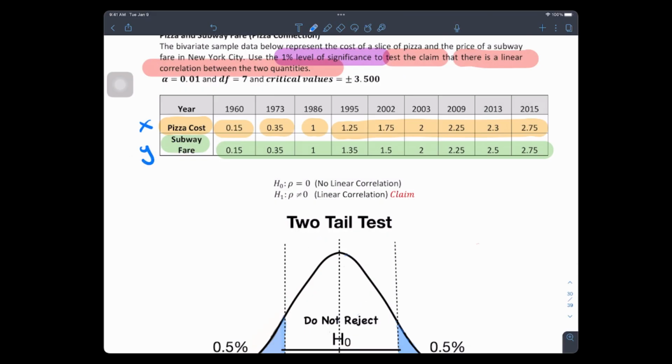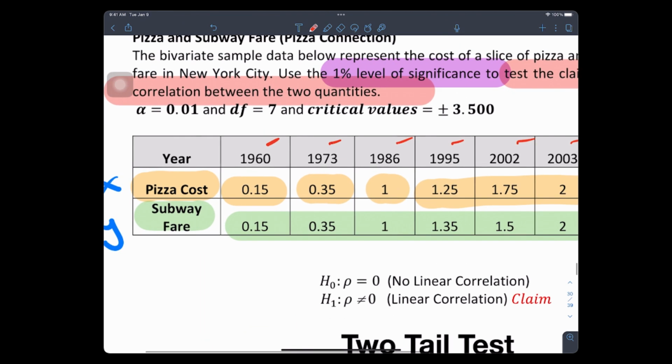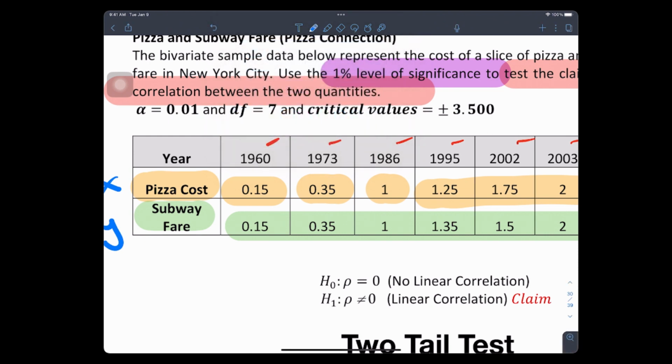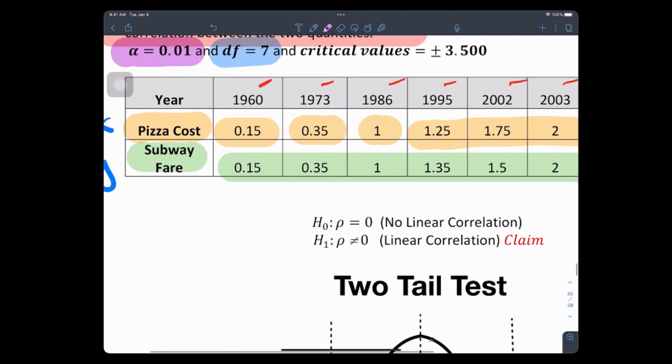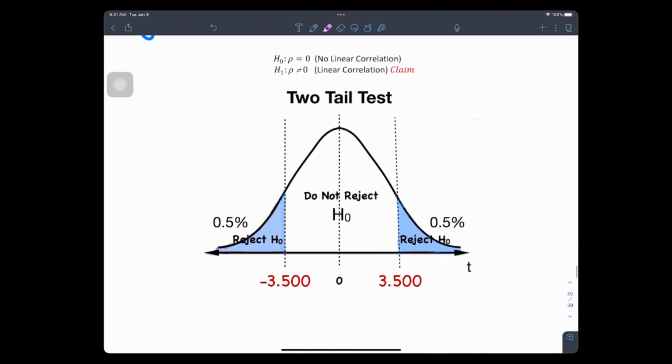So as you proceed, to remind you guys, there was a sample size of what here? 1, 2, 3, 4, 5, 6, 7, 8, 9. What does that mean about your degrees of freedom? 9 minus 2 is 7. Alpha, though, is what? 1% level of significance. So use inverse T. You know what you're going to get? Inverse T, you're going to get these critical values. So I'm going to let you guys double check.